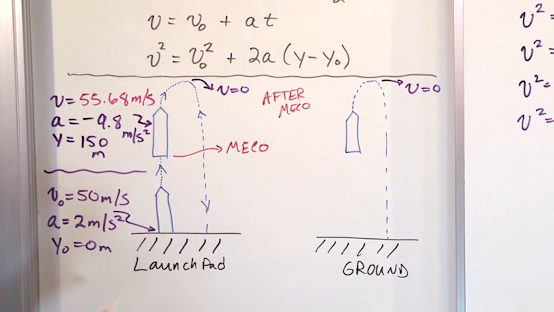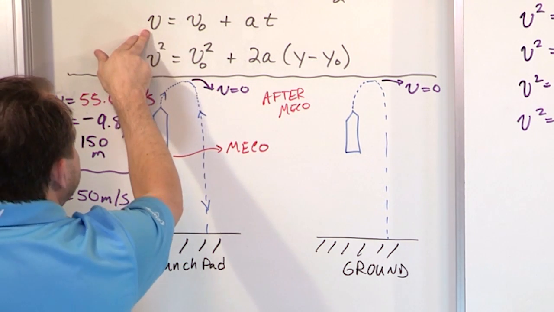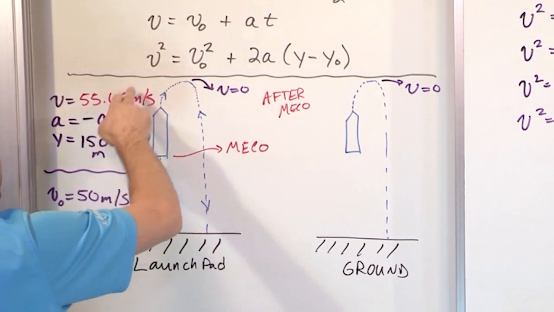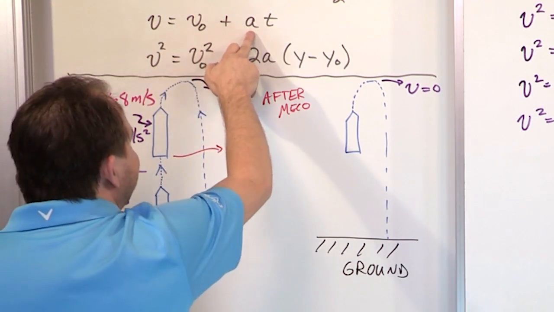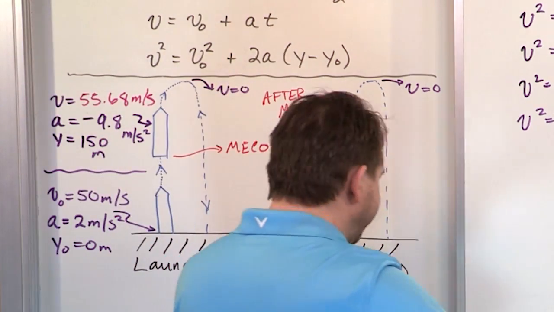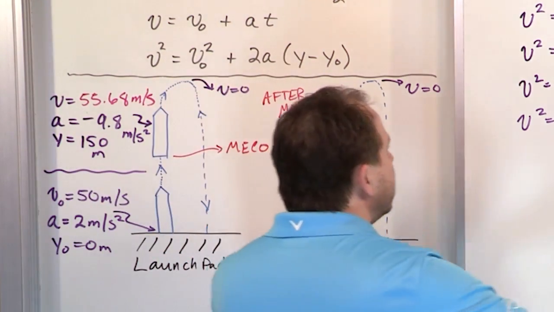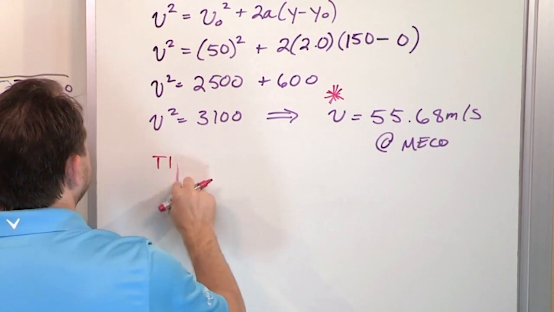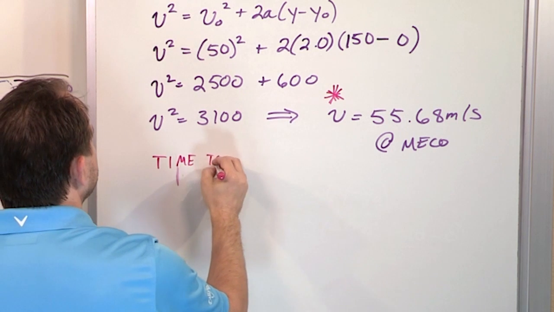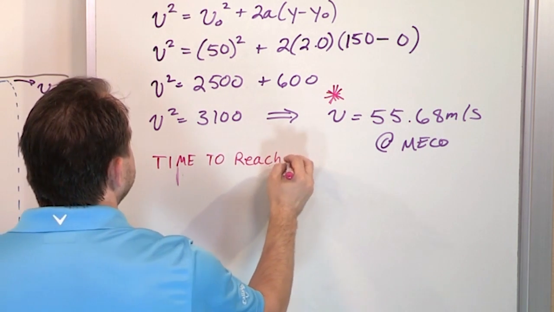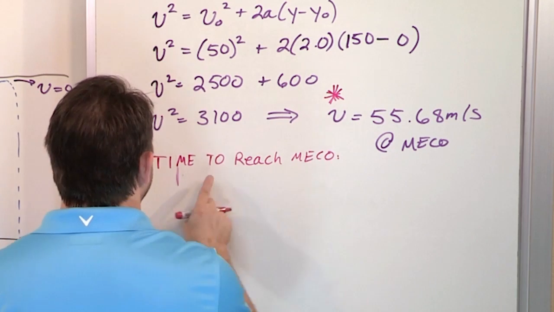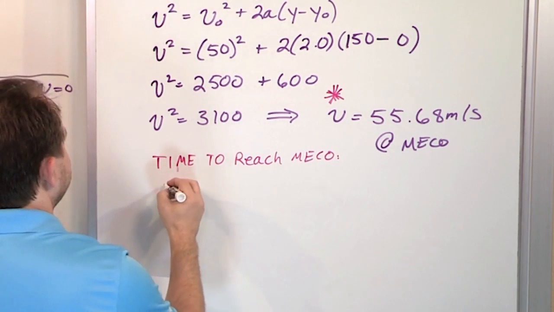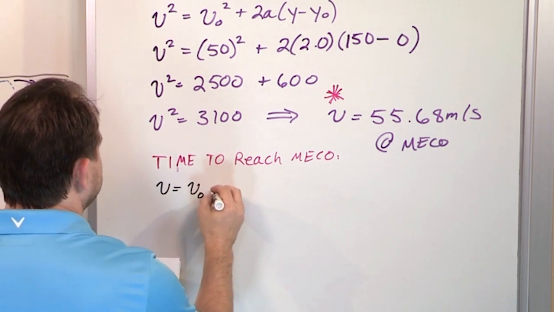So how would we figure that out? Now we know the final velocity of the rocket. We just found it. It's 55.68 here. We know the initial velocity. We know the acceleration is 2, so now we can easily figure out how long it takes to reach Mako. So I will write time to reach Mako. We're going to use our equation of v is equal to v naught plus acceleration times time.